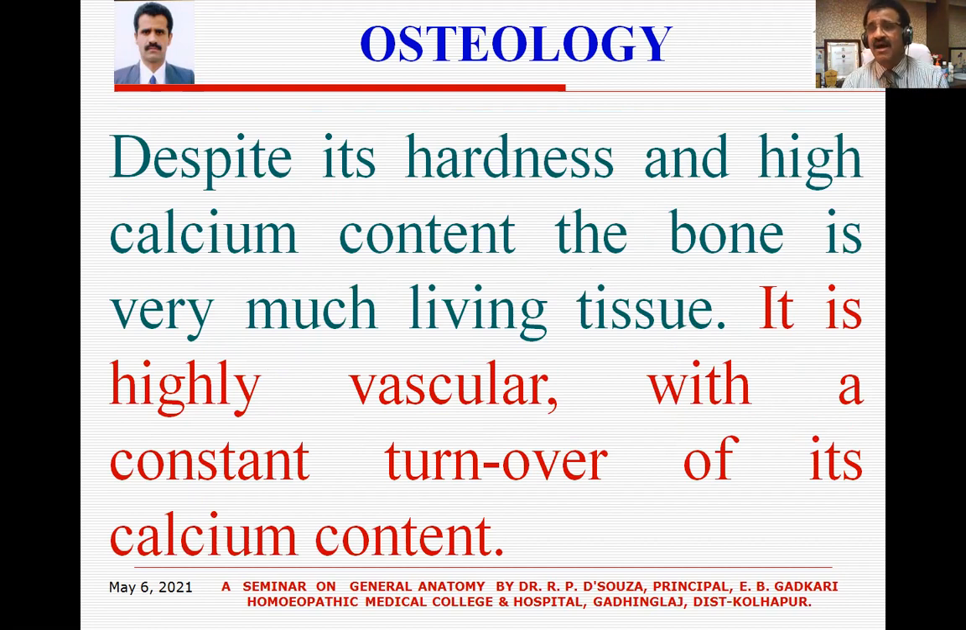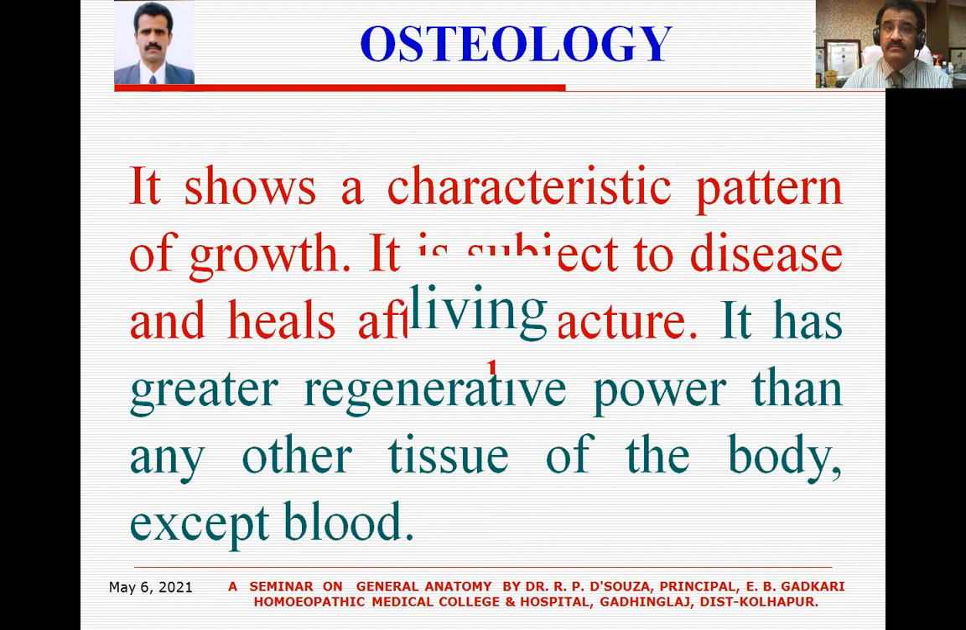Bone is a living tissue because even though it is hard and it has got high calcium content, it is hard and rigid. Bone is very much a living tissue. It is highly vascular and it has got a constant turnover of calcium content. You know that bone has got a bone marrow, and the bone marrow is a factory of RBCs. Hemopoiesis continuously takes place in the red bone marrow.